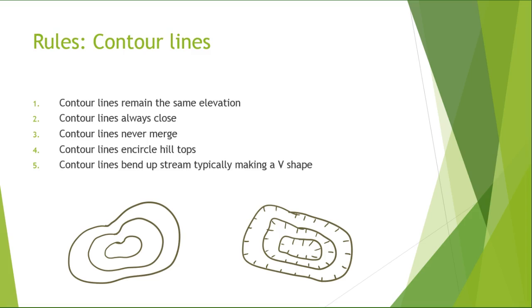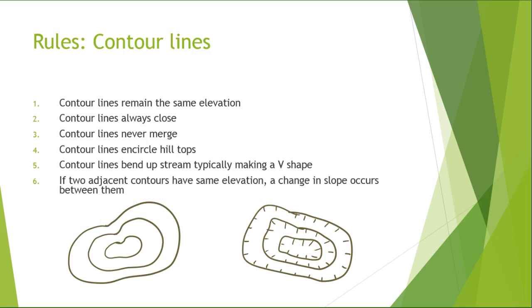Contour lines bend upstream, typically making a V or U shape as they cross the stream. Also, if two adjacent contour lines have the same elevation, a change in slope is occurring between them.